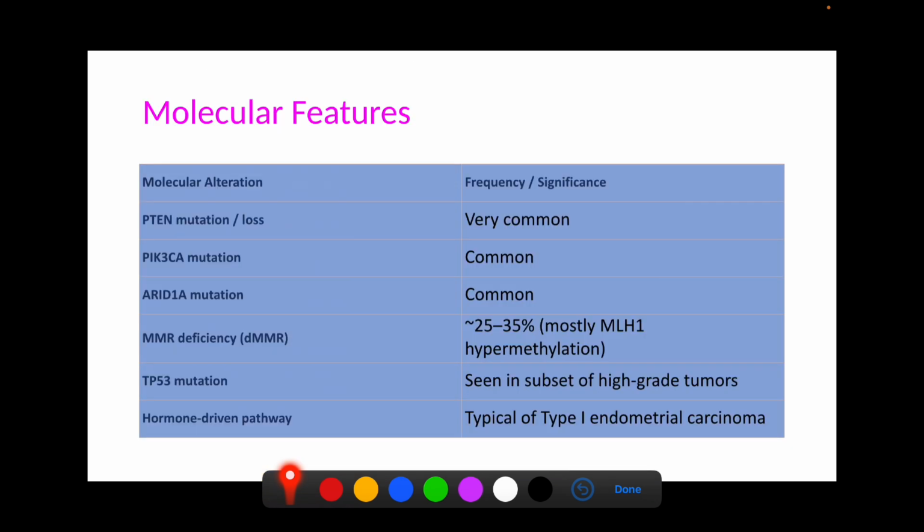Now molecular patterns, like PTEN mutation or loss, is very common, while PIK3CA mutation and ARID1A mutation are common, and MMR deficiency is associated mostly with MLH1 hypermethylation, and TP53 mutation is seen in a subset of high grade tumor. Hormone driven pathway, it is typically of type 1 endometrial carcinoma.